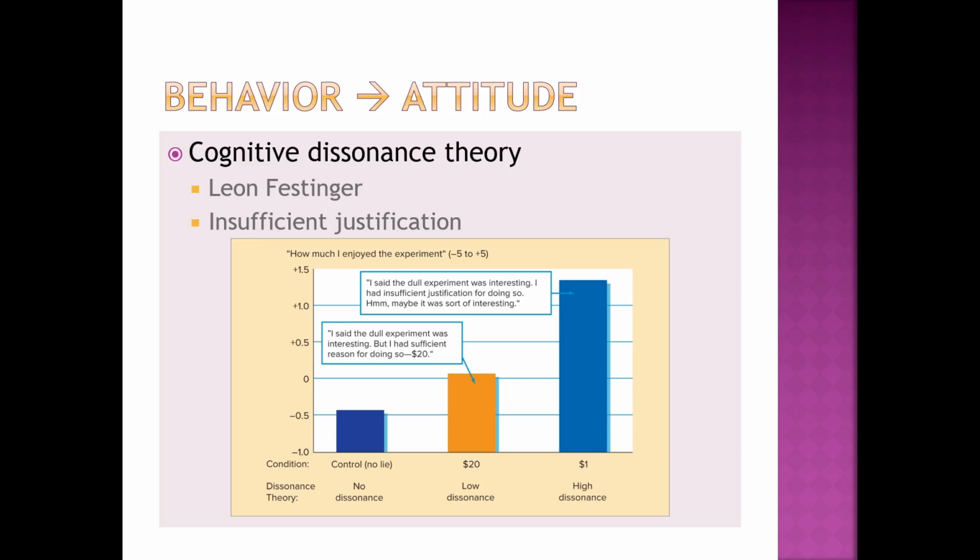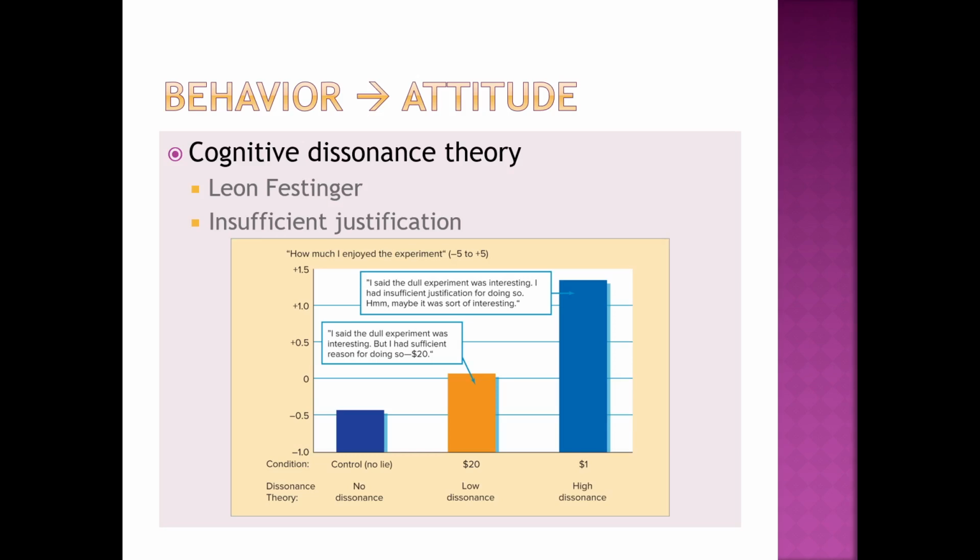The people who got $20 though, well, that was sufficient justification for telling a lie. I said the experiment was interesting, but I had sufficient reason for doing so. I did it for $20. If I did it for $1, I have to go, well, that doesn't seem like enough to make it worthwhile to lie to a peer. So maybe this thing wasn't as boring as I thought it was, right? The true amount of funness was about -0.5. You can tell from the control group who didn't have to tell any lies and didn't get any rewards. They just rated the funness of the experiment.